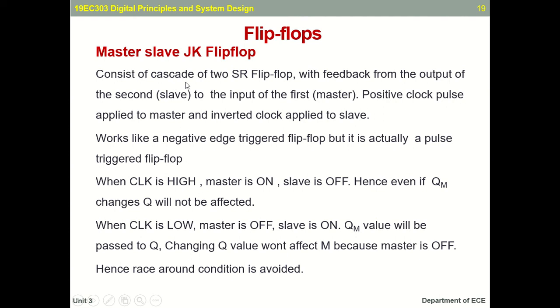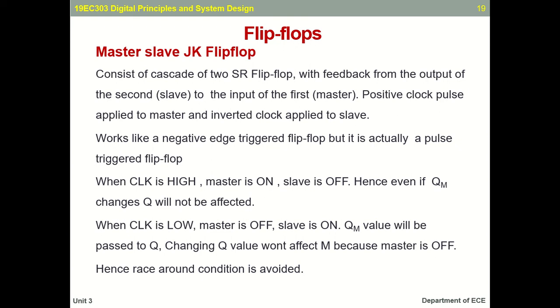This consists of two cascaded SR flip-flops with feedback from the output of the second, the slave, to the input of the first, the master. A positive clock pulse is applied to the master and an inverted clock is applied to the slave. So there are two SR flip-flops, where the first flip-flop has one clock and the second flip-flop has one clock.